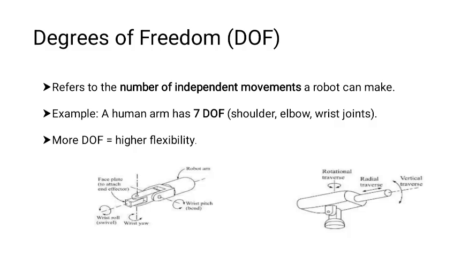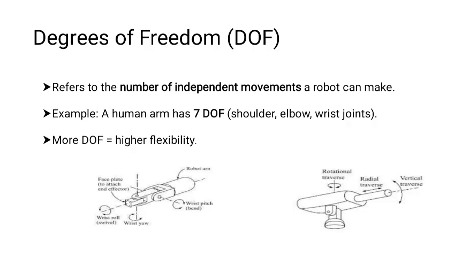The second diagram shows the vertical traverse, which moves the wrist up or down to provide the desired vertical attitude. Radial traverse moves the wrist front and back, which provides extension or retraction movement. Third one is rotational traverse. This is capable of rotating the arm about the vertical axis.